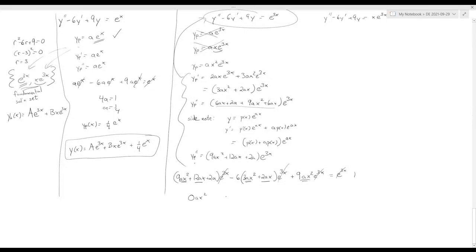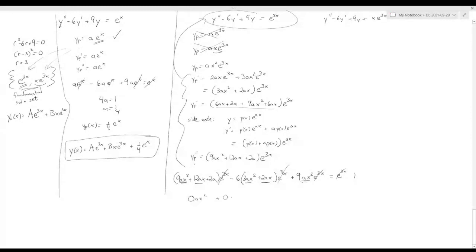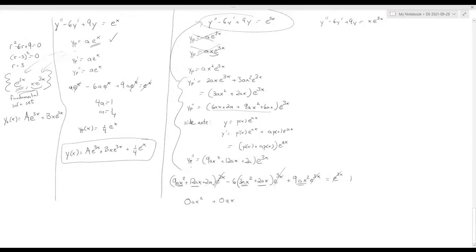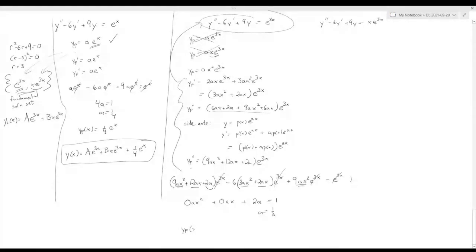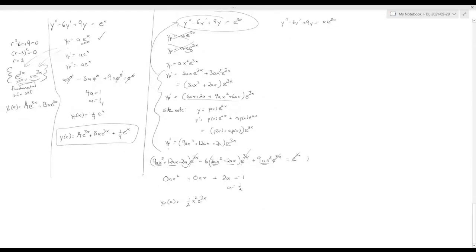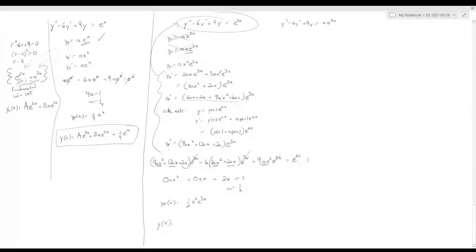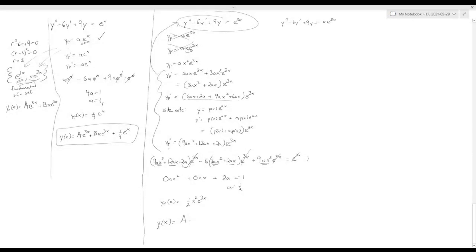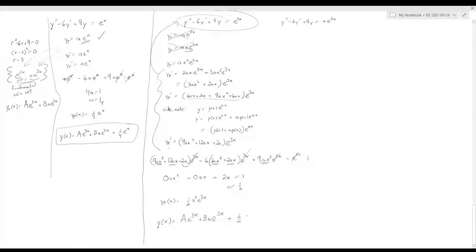The x terms, we get 0 ax. And then we have the constant terms, so 2a. So a has to be a half. So our particular solution using the method of undetermined coefficients is a half x squared times theta. So our most general solution to the non-homogeneous equation is our homogeneous part plus our particular part.